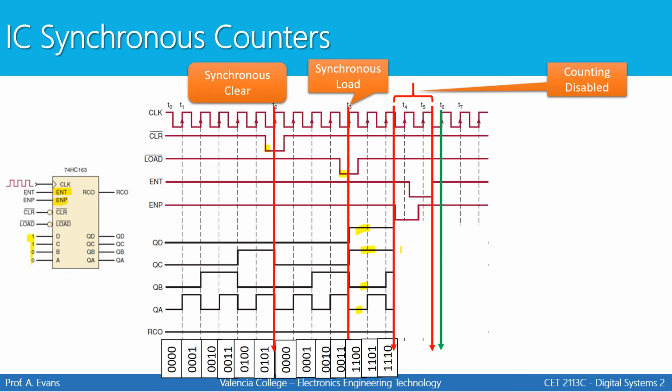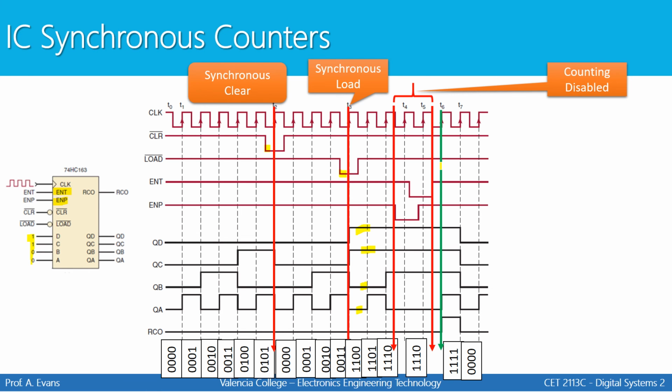Right here is that area where counting is disabled. So I know that the counter is not going to change its output between this point and this point. It's stuck at 1110. And then once both of our enables go back high, on the next applicable clock transition, which would be T6, the counter starts counting up again. And this is how we would draw a waveform for the 163 given the conditions that were presented.